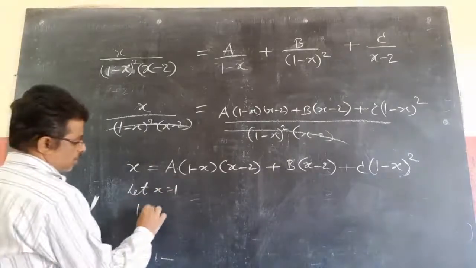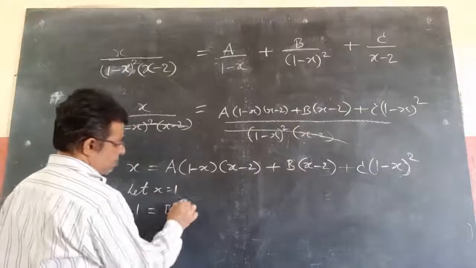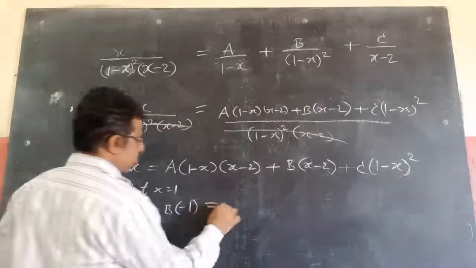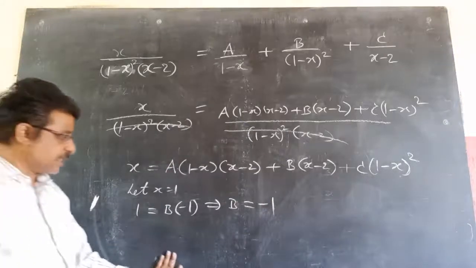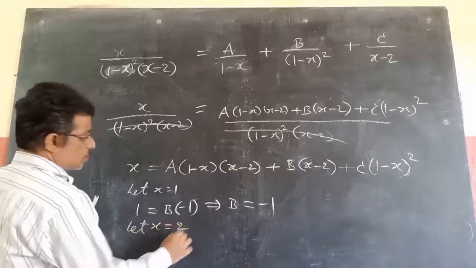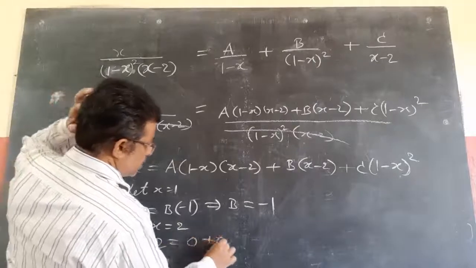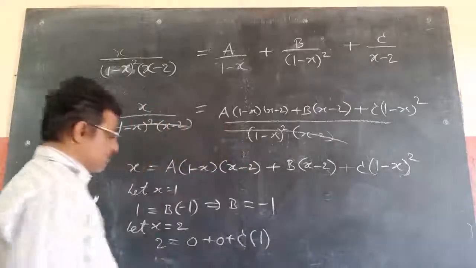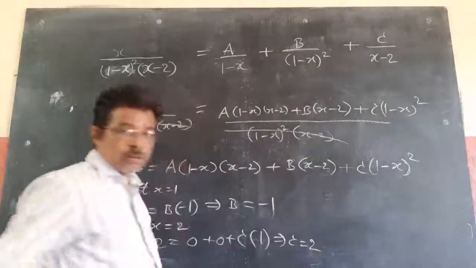So 1 is equal to A into 0 plus B into 1 minus 2, minus 1, plus C into 0. So it implies B equal to minus 1. Like the same, let x equal to 2, I will get the C value. That is 2 equal to 0 plus 0 plus C into 1 minus 2, minus 1 square is plus 1 only. So C equal to 2, I got.